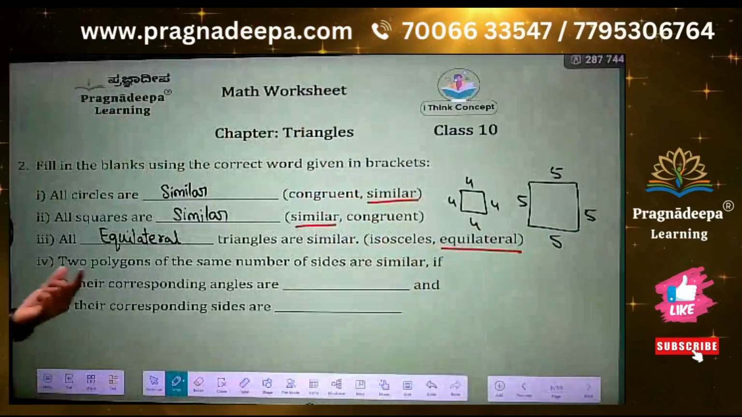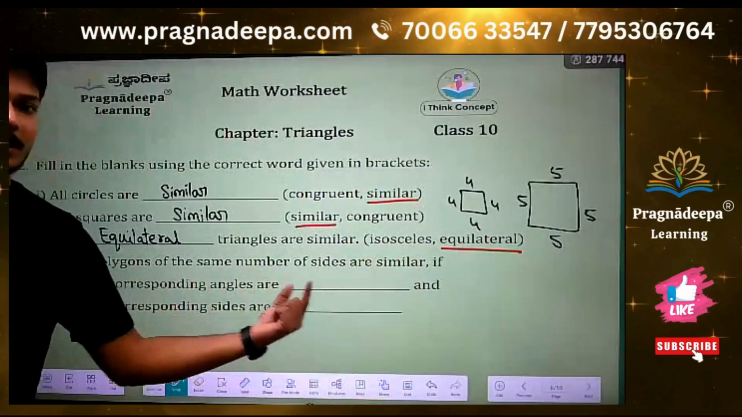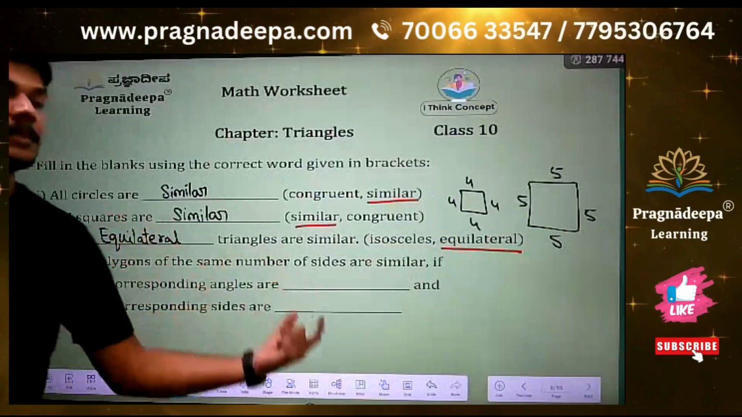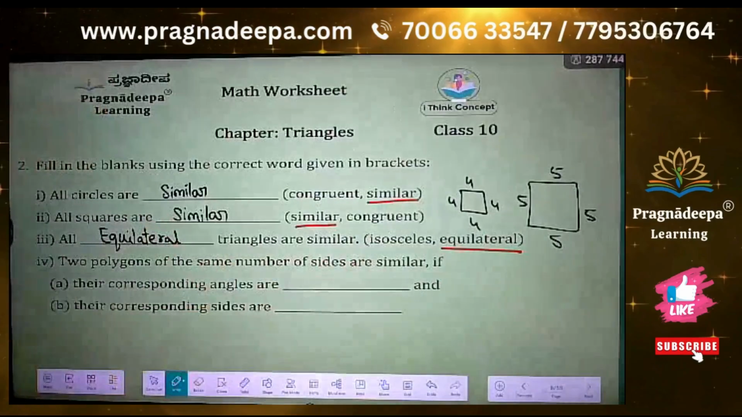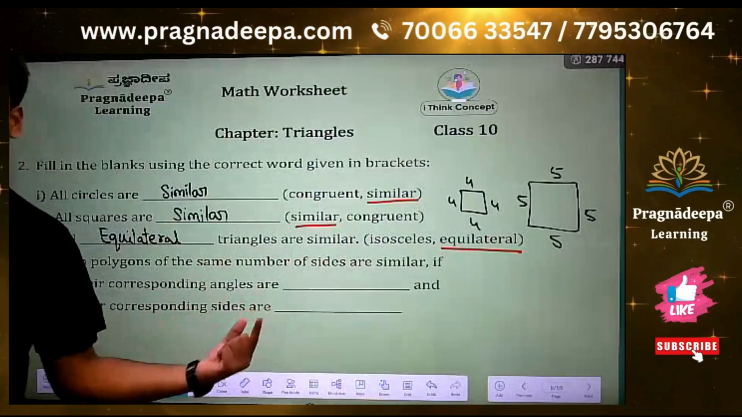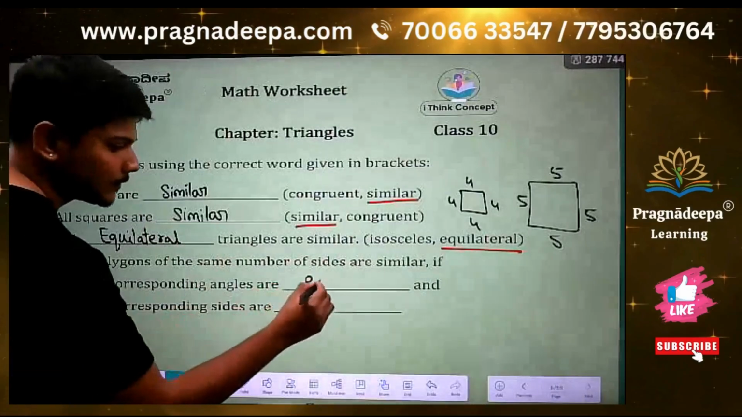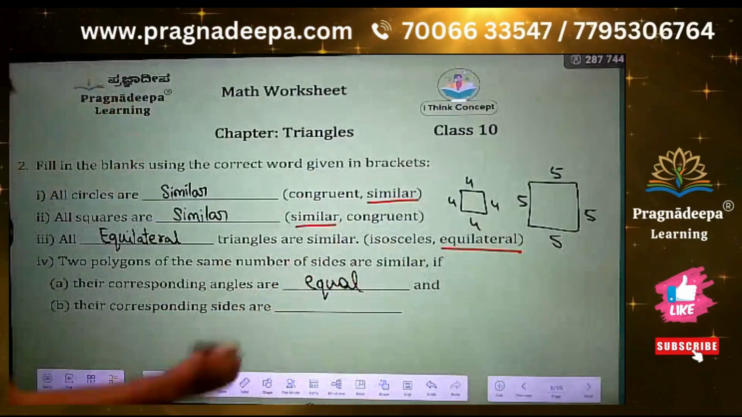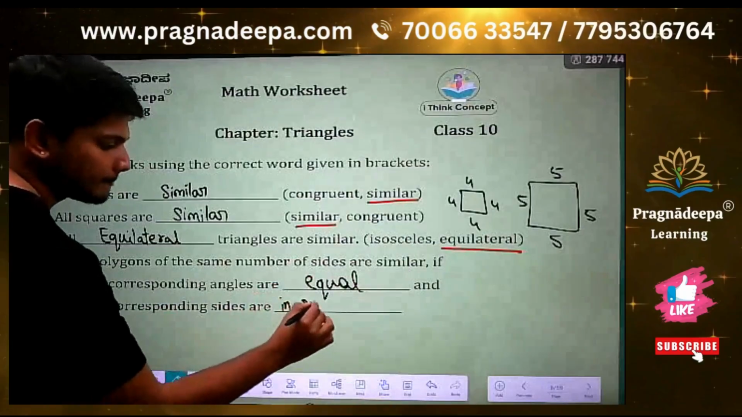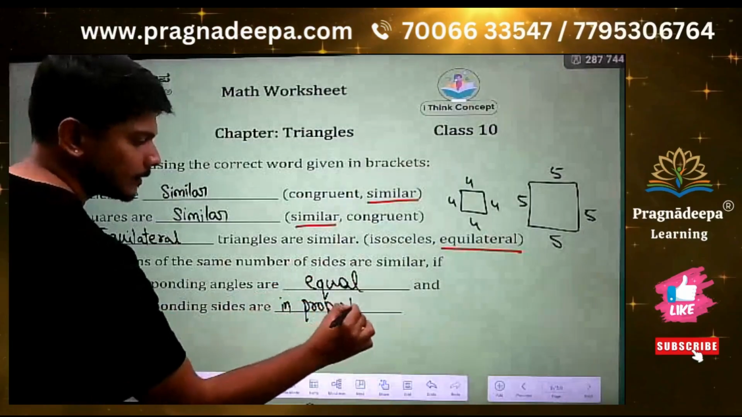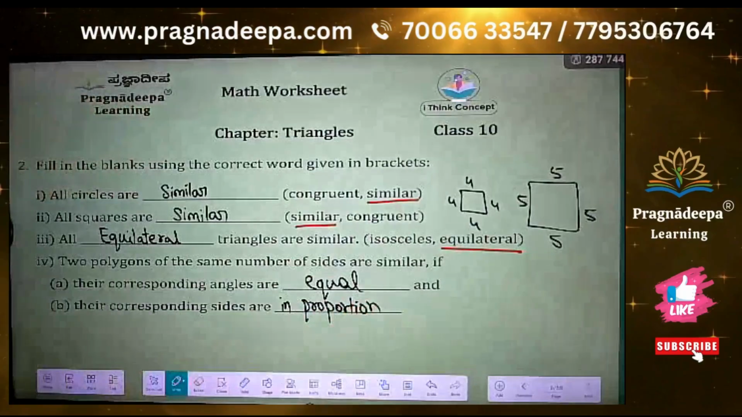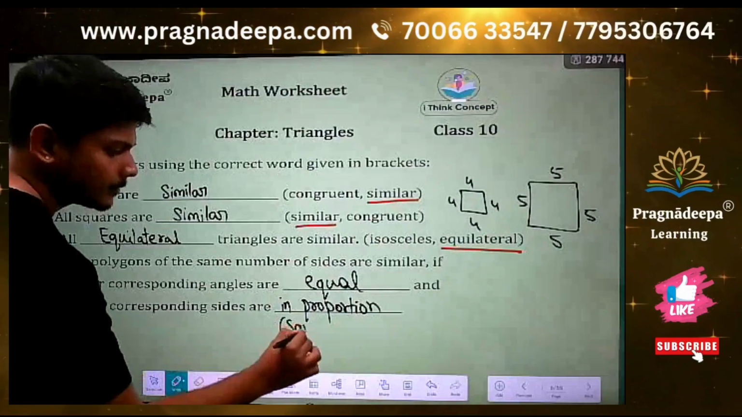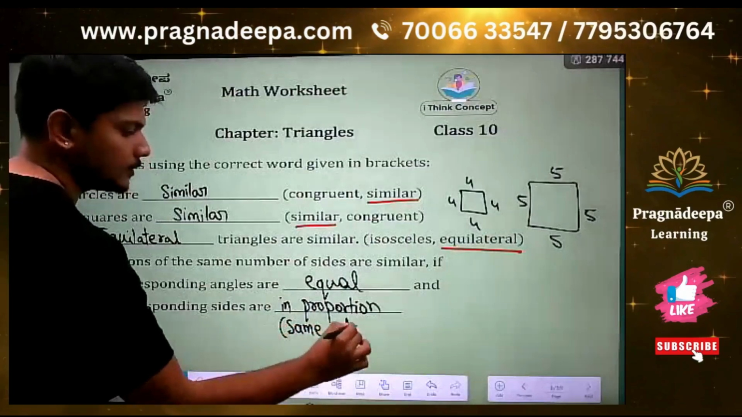Next one, two polygons of the same number of sides are said to be similar if their corresponding angles are equal, corresponding angles are equal and corresponding sides are in proportion. Corresponding sides are in the same ratio.